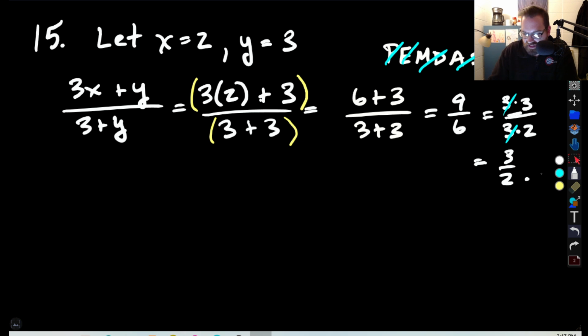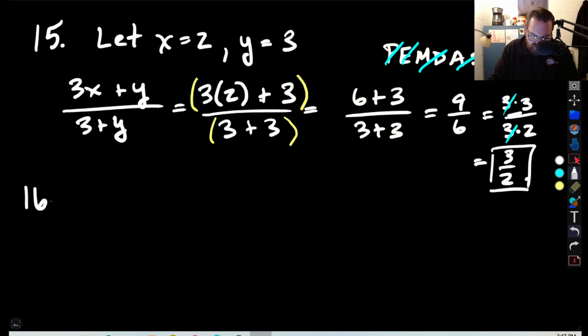And so this right here would be our final answer, okay? Even though it's an improper fraction, it's completely fine. Actually, most of what we do in algebra involves the use of improper fractions. All right, let's do another one.